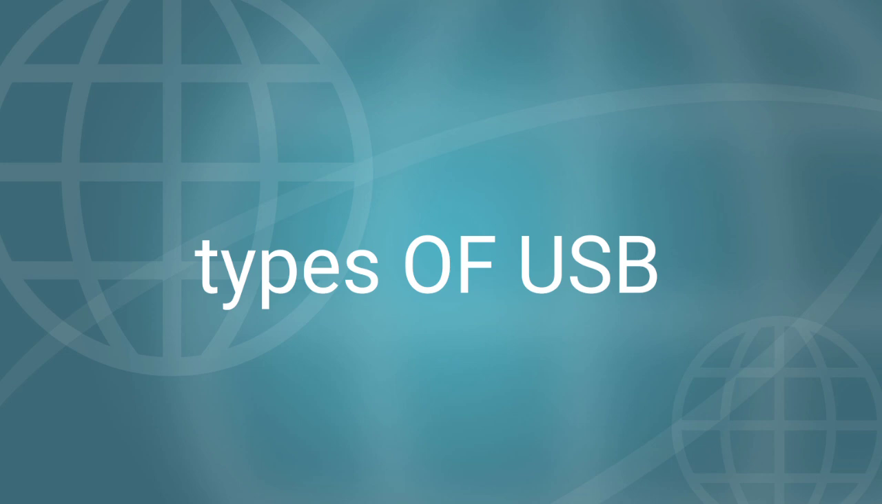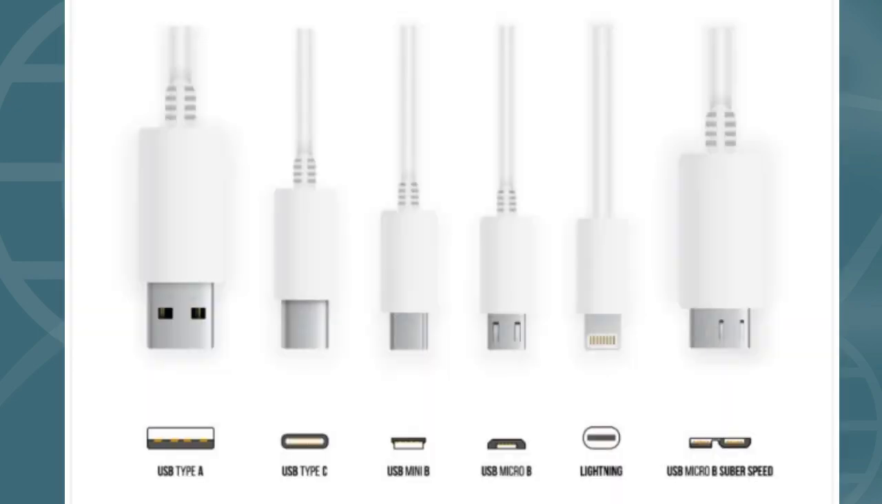USB cables come in different shapes and designs. Therefore, based on their physical structure, they are classified as follows. USB Type A, USB Type B, USB Type C, USB Mini, Mini USB A and Mini USB B. USB Micro, Micro USB A, Micro USB B, and Micro USB B Super Speed. Lightning cable for Apple devices. Here's a picture to better understand different USB types. Different types of USB cables.